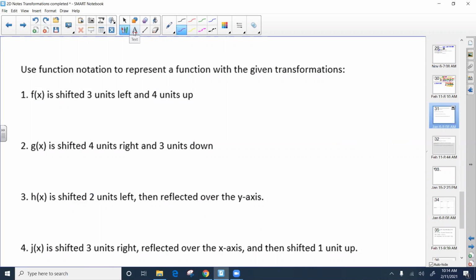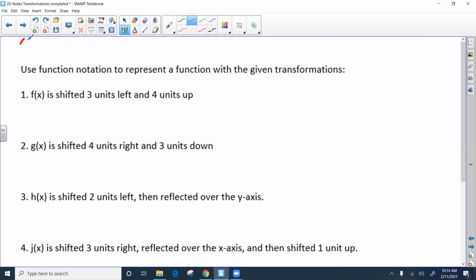So what we're going to be doing on these examples is we're going to use function notation to represent a function with the given transformations. So instead of being given the function that's been transformed and figuring out what transformations are taking place, we're going in the opposite direction. We're going to be given the transformations and we have to write a function. So we have to write a transformed function is what we're trying to do on these.